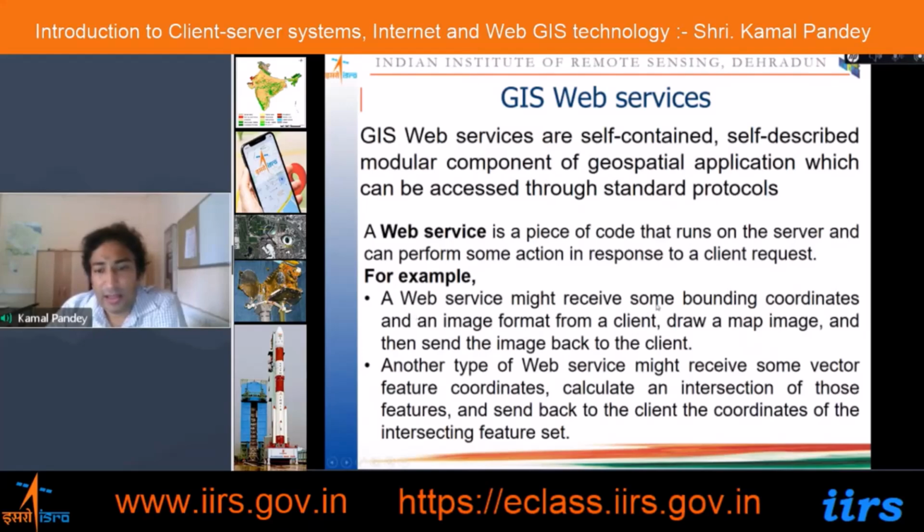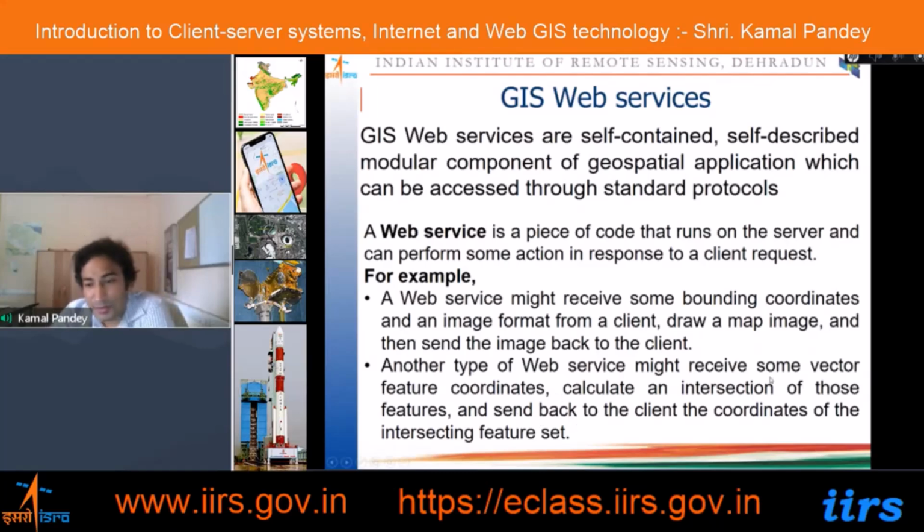For example, it can receive some bounding coordinates and an image format. I say, this is my bounding coordinates, and I want the image in JPEG format from a client. Draw the map. Now, what the web service will do is draw a map image and send the image back to the client. The client is making a request with the coordinates, and is also telling it in which format I want it. So this web service will draw that map and give it back to the client.